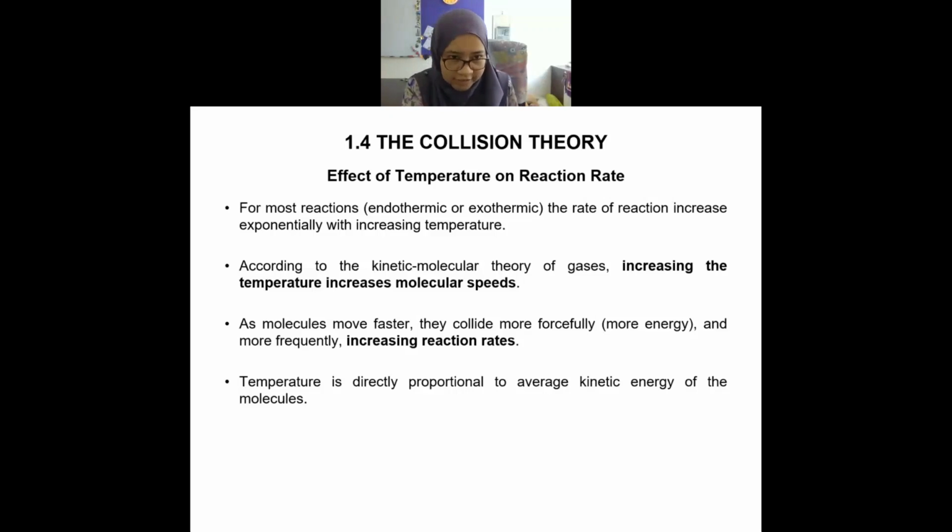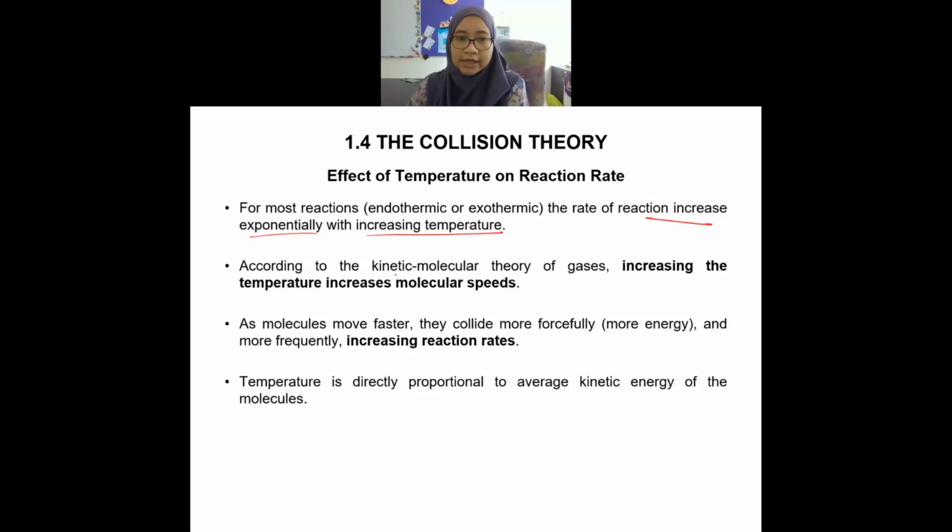Okay, alright, so the second most important factor that can affect the reaction rate is temperature. For most reactions, endothermic or exothermic, the rate of reaction increases exponentially with increasing temperature. When the temperature increases, the rate of reaction will also increase.